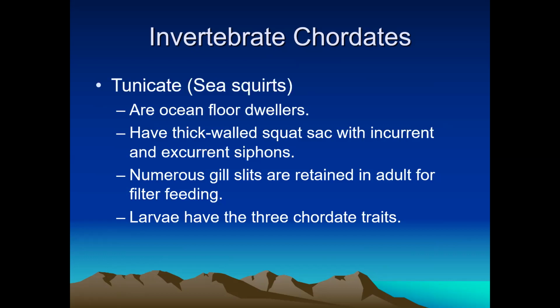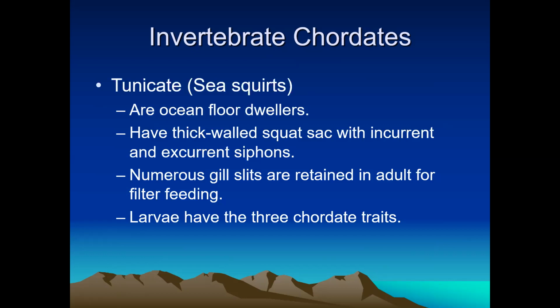So we have chordates that will never have a backbone. They're just going to have that notochord. Our first example of an invertebrate chordate is what's called a tunicate, and a common name for these is sea squirts. They're ocean floor dwellers. They have this little thick-walled squat sac with incurrent and excurrent siphons, sounding a little bit like a mollusk there. No shell, just this little sac. It has numerous gill slits, retained in the adult for filter feeding, and the larvae have 3 chordate traits.